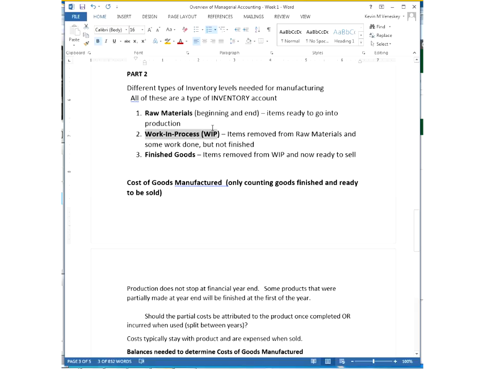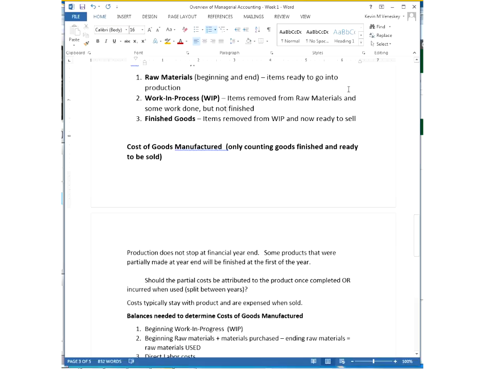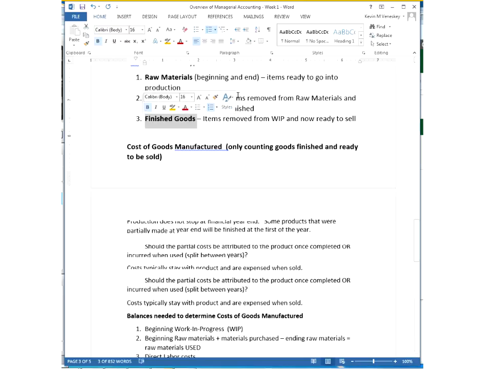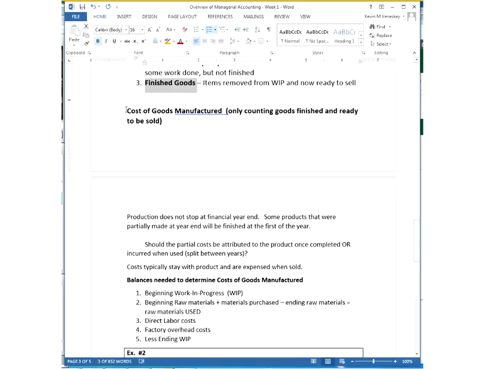And then the sanding added another $1.20 of labor, of extra goods. So now that bat costs $6.20. Finally, once it gets through all of the stages, it becomes finished goods, and that's that ending inventory item. And once we get to finished goods, we can then begin to calculate our cost of goods manufactured.